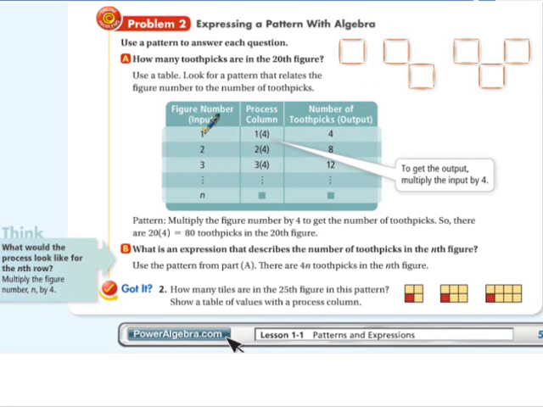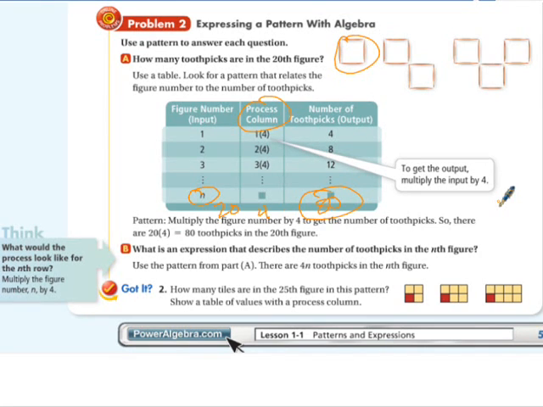Well, you make a table. In figure 1, there were 4 toothpicks. So this is 1, and then the process column is basically what's going on. What do we have to do to the input to get to the output? Well, if this is 1 and that's 4, and this is 2 and that's 8, and this is 3 and that's 12, we figure out that we're just multiplying the number each time by 4. So no matter whatever turn it is, we're going to multiply that by 4, and that's the number of toothpicks. So rather than draw every figure, in the 20th we would multiply by 4, and so there would be 80 toothpicks.